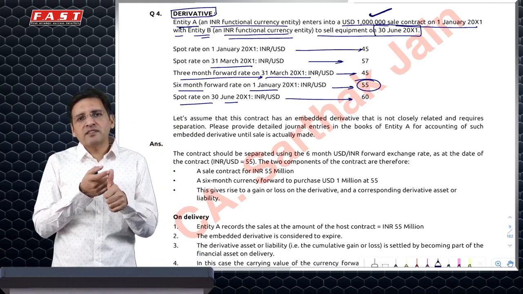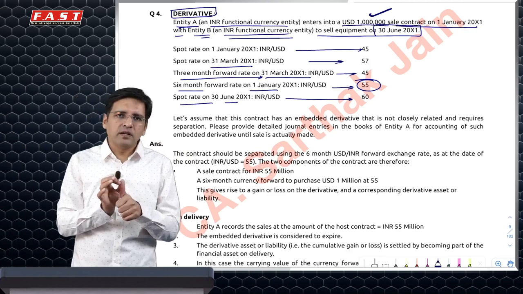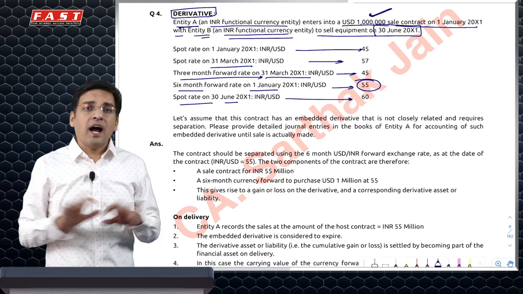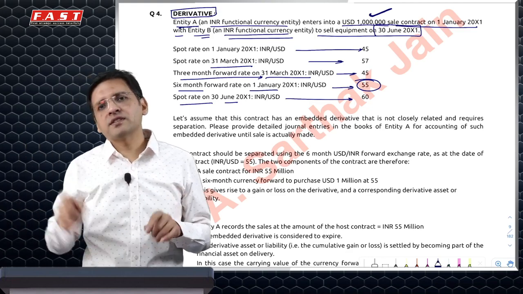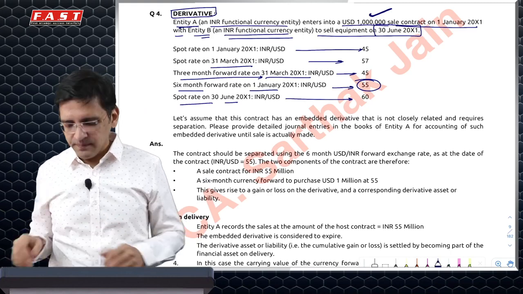So this is one part of your answer. Your sale has to be recognized from 55 million only. Second, I have actually not taken a forward. This is just a thought process. Now I have to think whether I've made a gain or a loss in this.